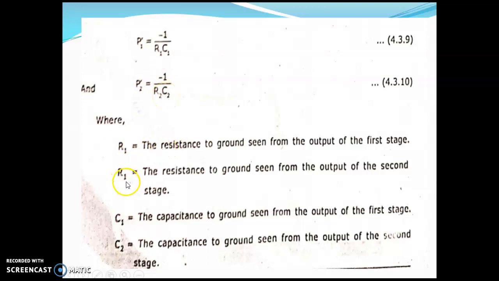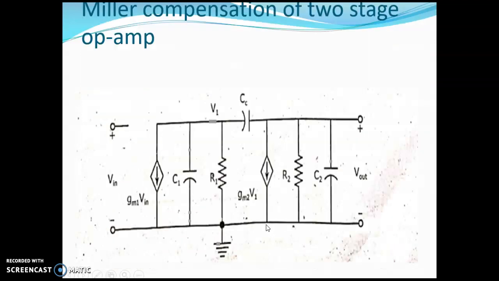Here you can see this is labeled R1, but it is not R1. Some printing mistake has taken it as R2. R1 is seen from the output of the first stage, and R2 is seen for the second stage, the same as for these capacitors. And here you can see the Miller compensation of the two-stage op-amp.